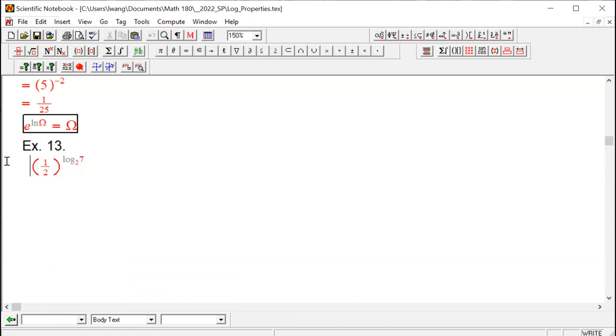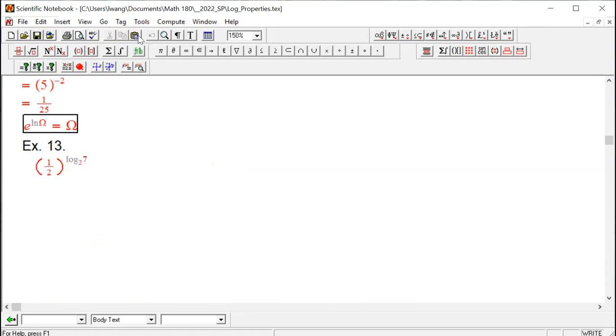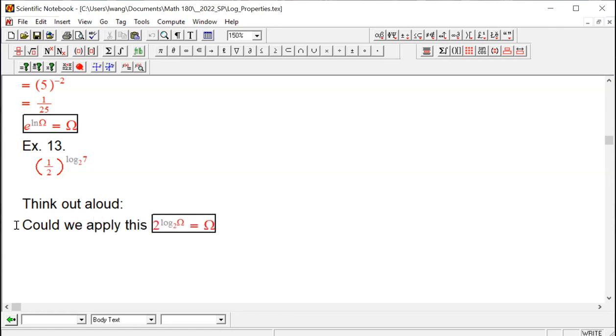Can we apply this property for base 2? Think out loud. Could we apply this piece? The answer is no, because these two bases have to be the same, right? The exponential base and the logarithm base have to be the same. And we have 1/2 and we have 2 here.